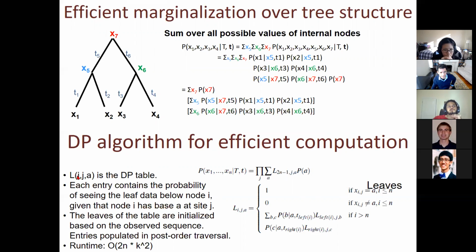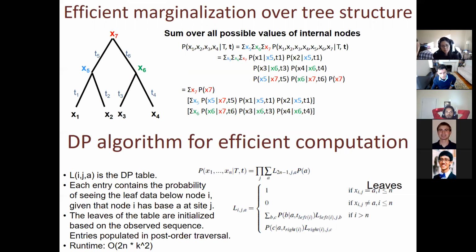Okay, so basically this is between every parent and its child, given the base position. So it's basically L, the number of leaves, n, 2n minus 1, which is basically the total number of nodes, times the potential characters at each of those. And then the leaves of the table are initialized based on the observed sequences, and then the entries are populated in post-order traversal, which basically means going up the tree.